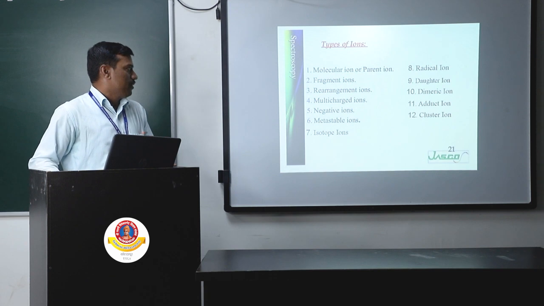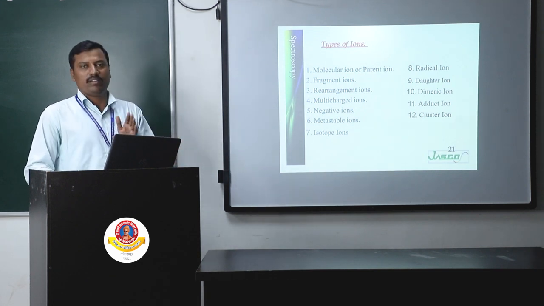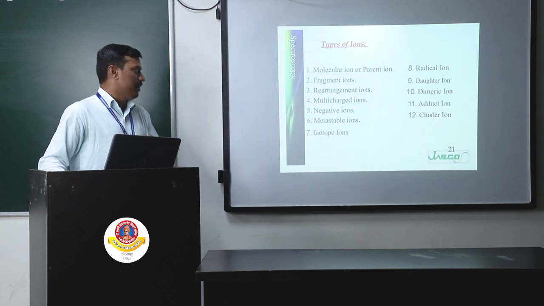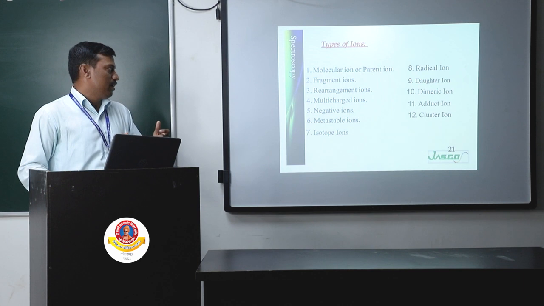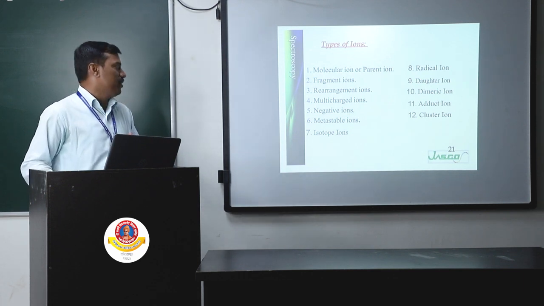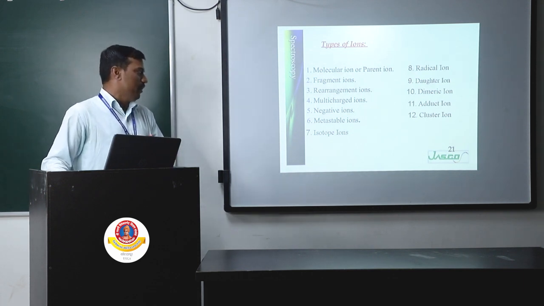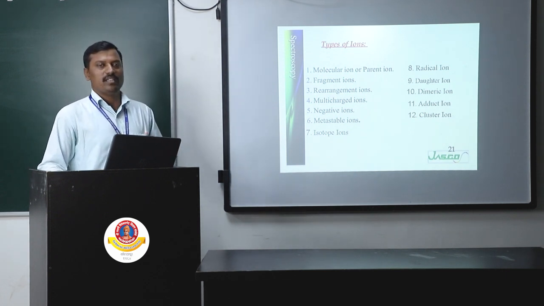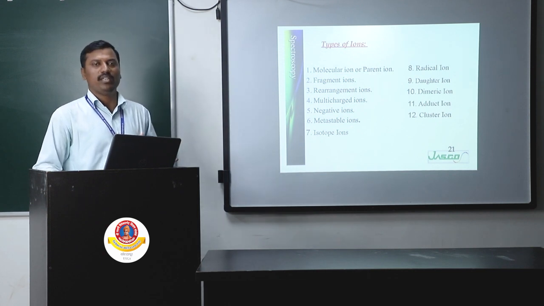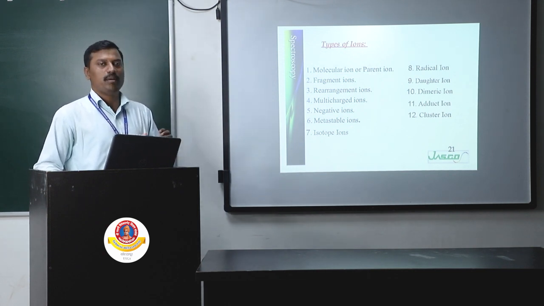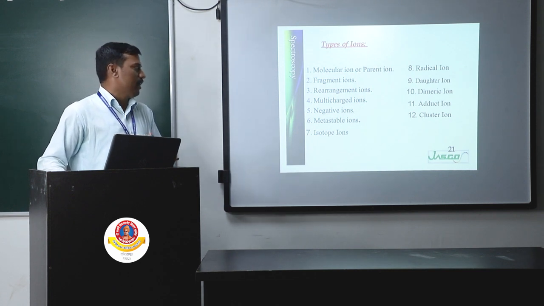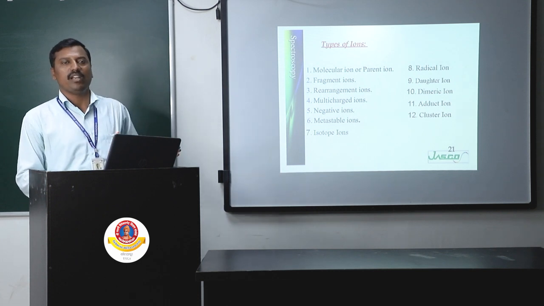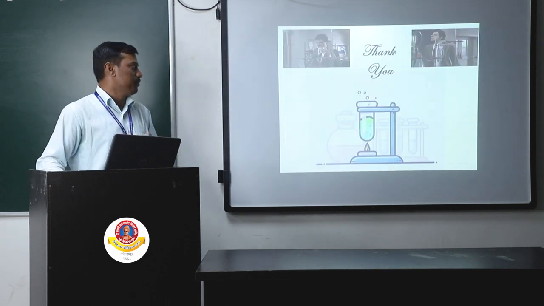formed molecular ion is again converted into fragment ions. These are the different types of ions observed during the fragmentation of molecules: molecular ion, fragment ion, rearrangement ions, also called McLafferty rearrangement, then multi-charged ions, negative ions, metastable ions. These metastable ions are short-lived ions. Isotope ions, that is chlorine containing and bromine containing compound ions. Radical ion, daughter ion, dimeric ion, adduct ion, and cluster ion. So these are the 12 different types of ions observed in mass spectroscopy. Thank you very much.